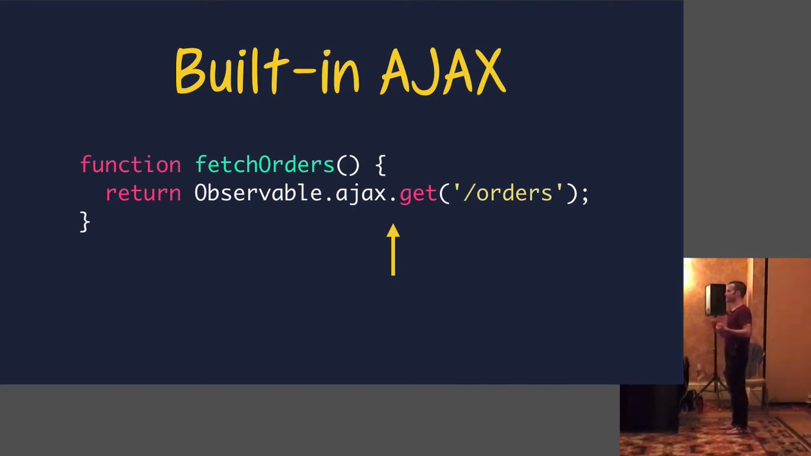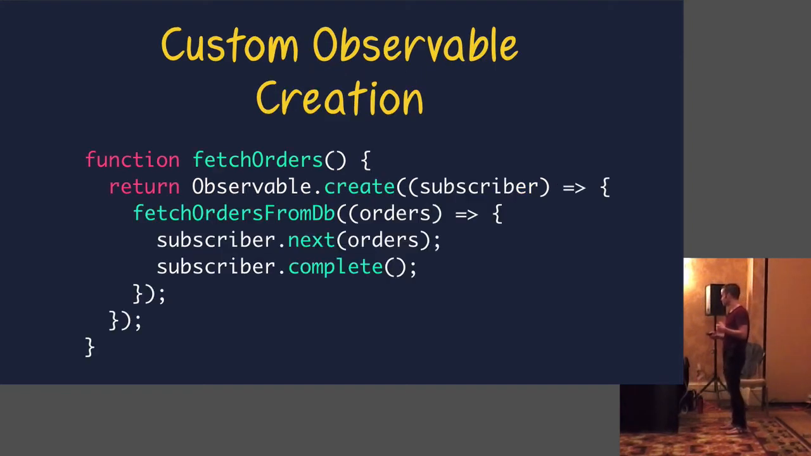But let's say maybe we're working with some legacy APIs and we have to do some manual observable creation in order to do this type of HTTP request. So another way we can do it is create a custom observable where we can do Observable.create, and we provide a callback. That callback is going to provide us with what we call a subscriber. And the subscriber is basically the listener that wants to listen to the events or the data that's coming down the pipeline. So I have this legacy API where I fetch the orders from the database, and it requires a callback that takes the orders.